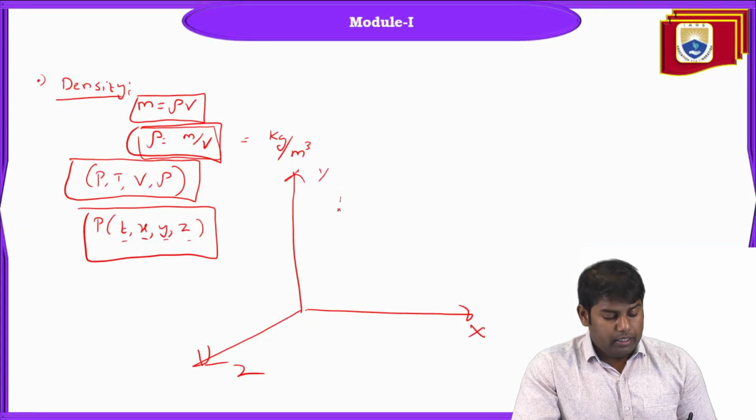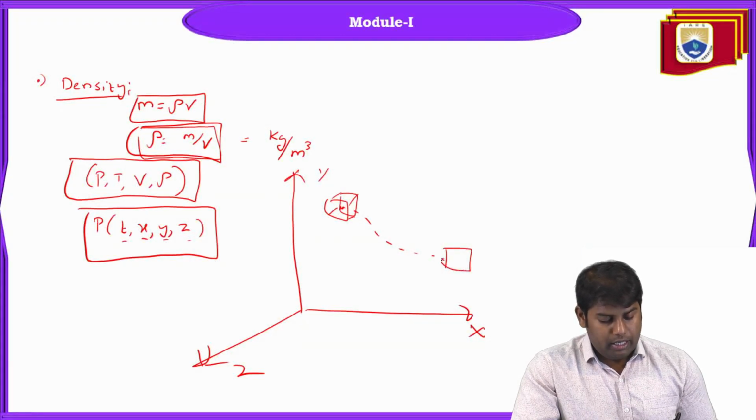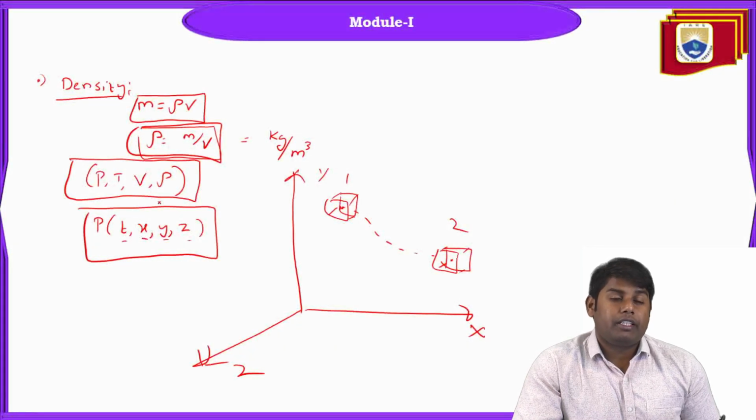Let us take this as a fluid particle. This fluid particle is traveling from one point and arrives at another point. This is point 1 and this is point 2. When it is traveling from point 1 to 2, whatever changes happen for the pressure, temperature, velocity, and density, we need to report them. That is what aerodynamics majorly deals with, be it high speed aerodynamics or low speed aerodynamics.